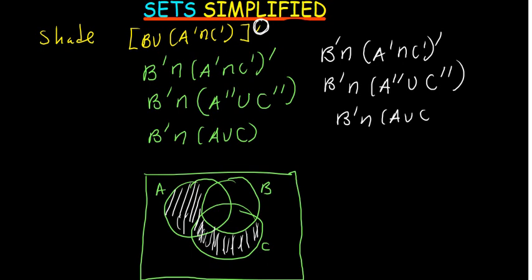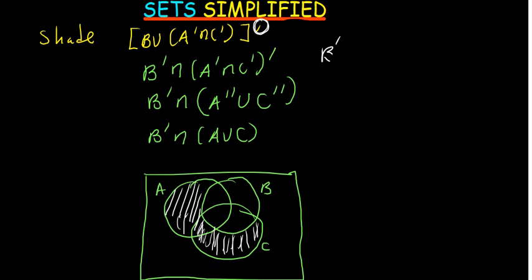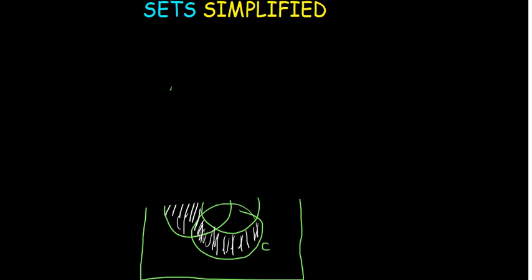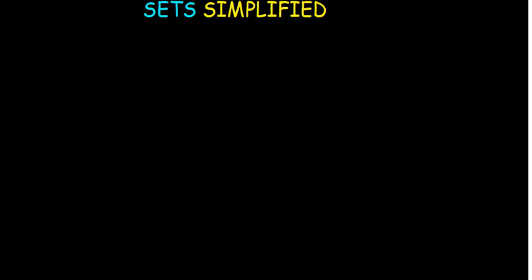Can we go to another one? Is that clear? Okay. So this one was saying shade B union C minus A intersection B. Okay, so let's shade this. B union C minus A intersection B. How do we shade it? We can first simplify it, or we can just write it like that, but let's simplify it.